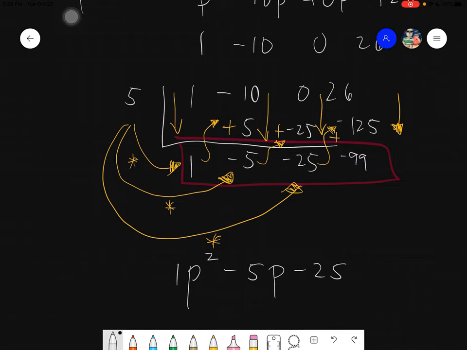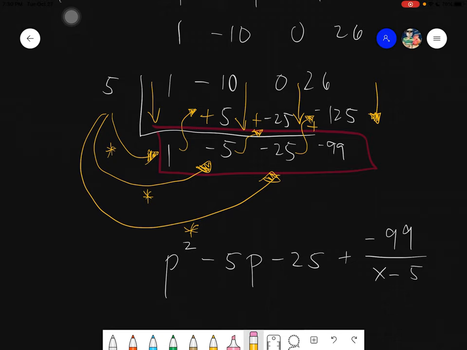And then, of course, the last one, just like in any division algorithm, would always be your remainder. So, this is plus negative 99 divided by our divisor, which is x minus 5. And, of course, since there is a 1 attached to it but with a letter, it's negligible, so we don't have to write it. Therefore, again, giving a final answer of p squared minus 5p minus 25 plus negative 99 over x minus 5. And this would be our final answer.